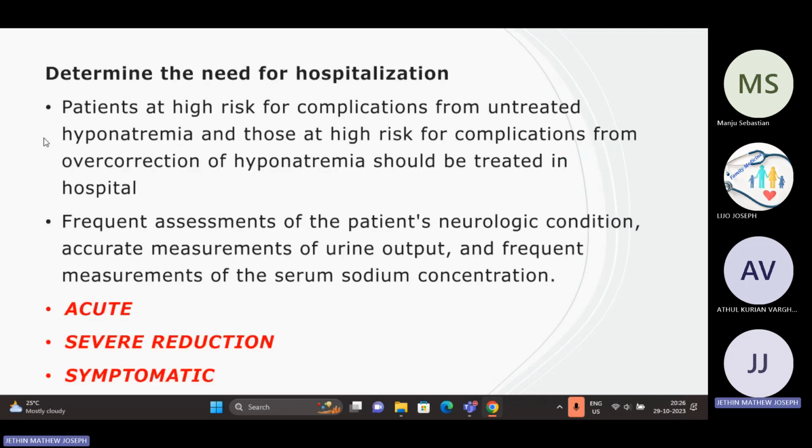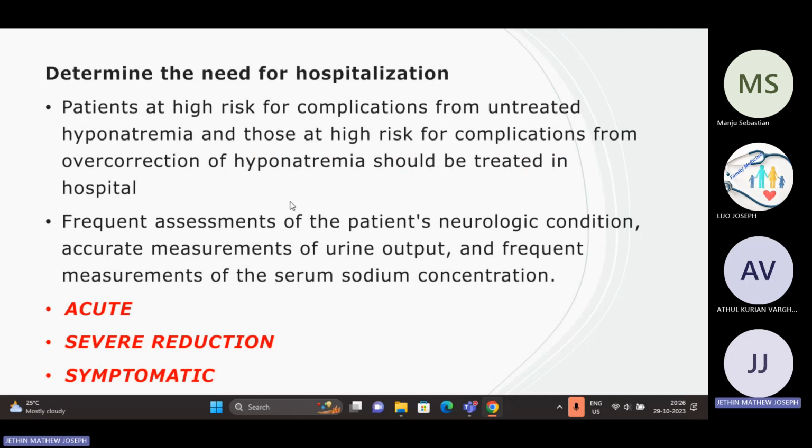So we've gone through duration, we've gone through degree of reduction of hyponatremia, and the severity of symptoms also. So to determine the need for hospitalization, patients at high risk for complications from untreated hyponatremia and those at high risk for complications from overcorrection should be treated in the hospital.